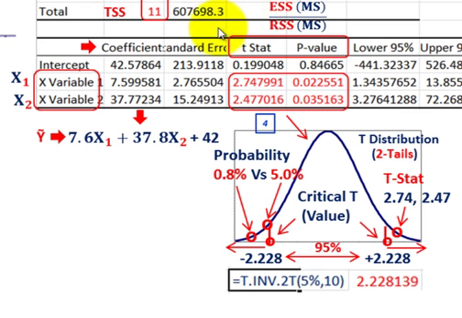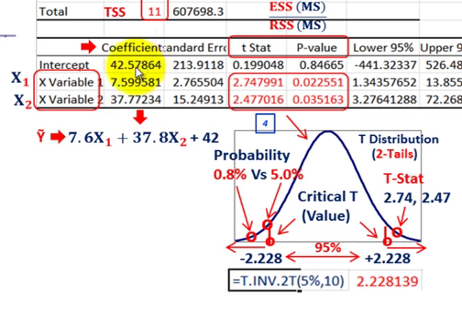Then, going down and looking at our coefficients, this is where we're going to have a t-test. The coefficients we're talking about are our x1 and x2 variables. There's also the intercept, but that's really not that critical with the numbers that are coming up. But to understand what's going on, we have to come up with a t-stat for each of these coefficients, x1 independent variable and x2 independent variable. Our intercept coefficient was 42, our x1 was 7.5 or 7.6, and our x2 was 37.7.